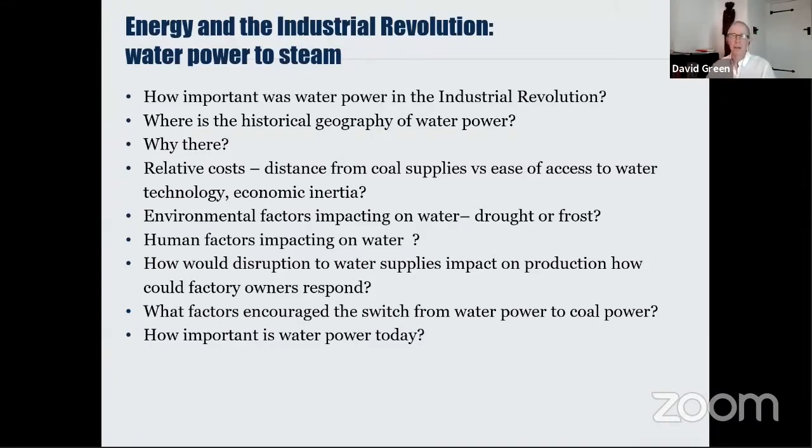Why do some switch to coal or continue with water? So what is it about the technology or the geography or economic inertia that impacts the kind of energy use that industry has? And what are the environmental factors that might influence the use of water, particularly drought and frost? What other human factors might impact on water, competing uses, for example? How would an entrepreneur respond to disruption of water supplies? It's an economic geography question. And what might encourage the switch from one form of energy to another?